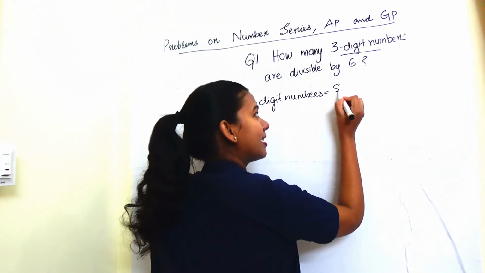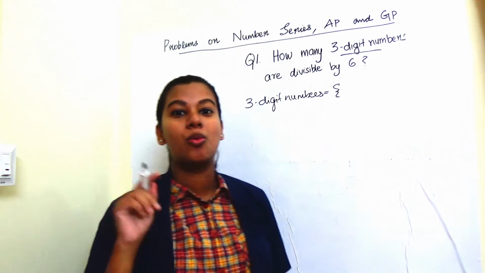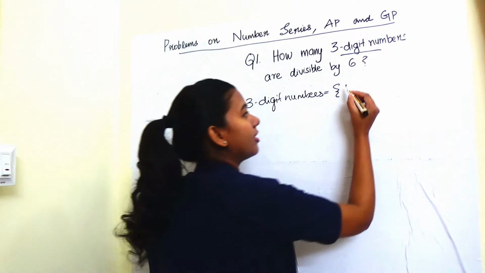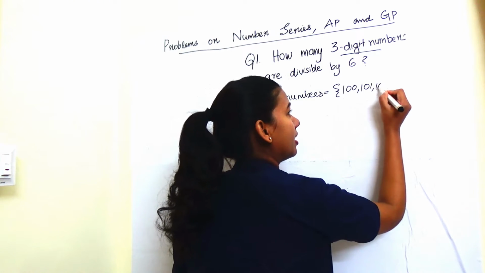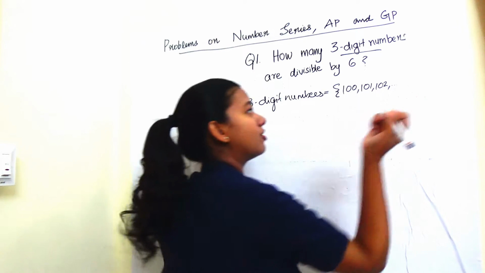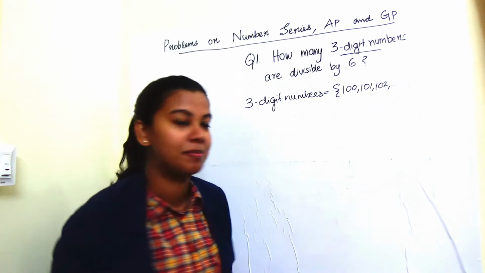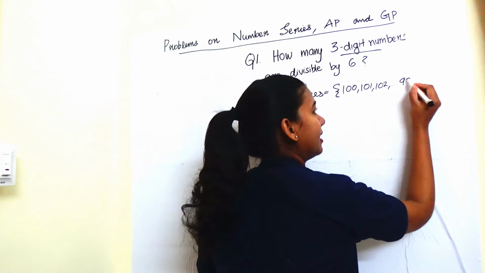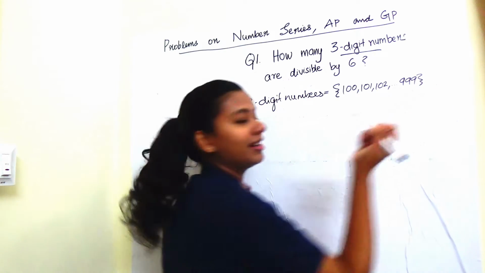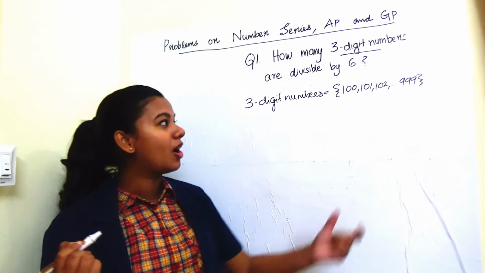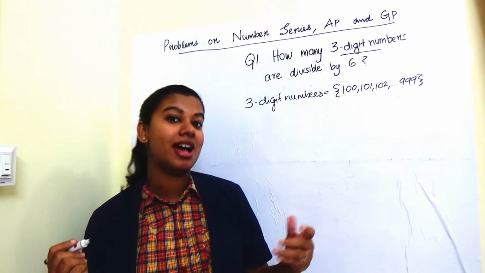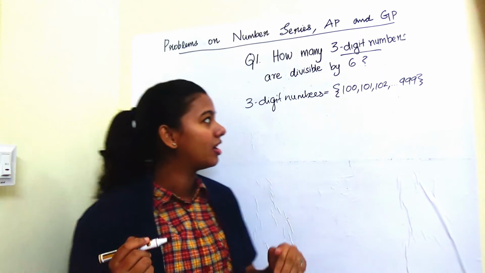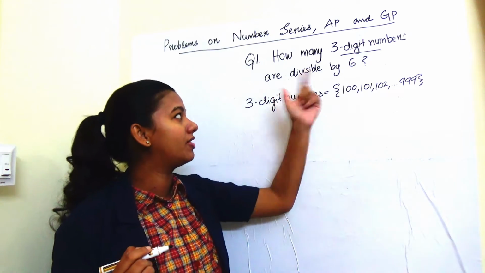Okay, the first number will be 100. So it will be 100, 101, 102, etc. And the last 3-digit number will be 999, right? Okay, so out of these numbers, we have to find out which of these numbers are divisible by 6.